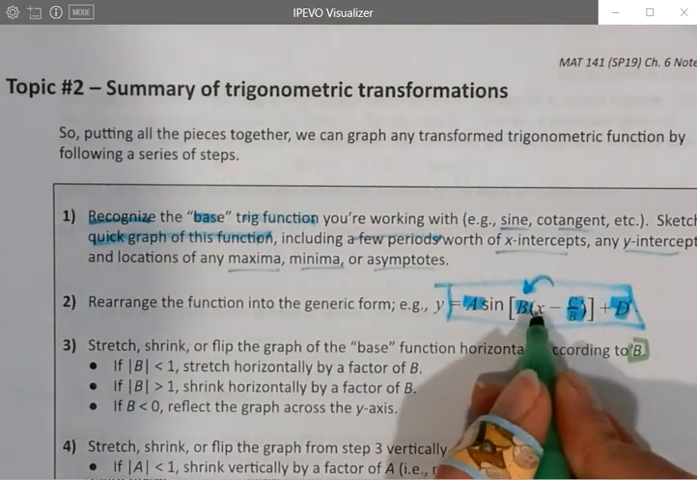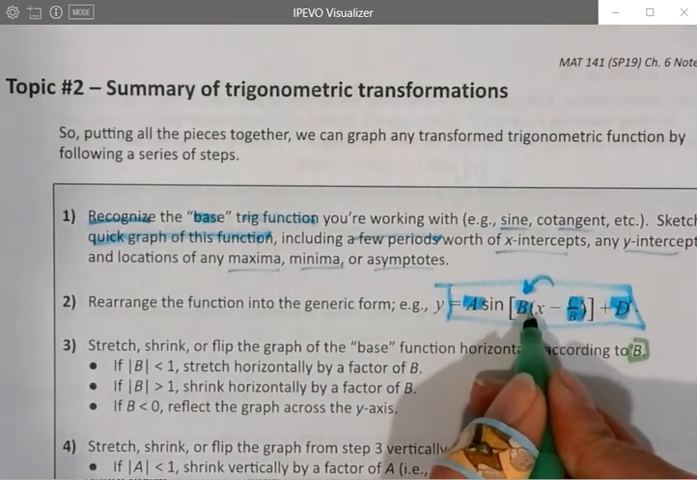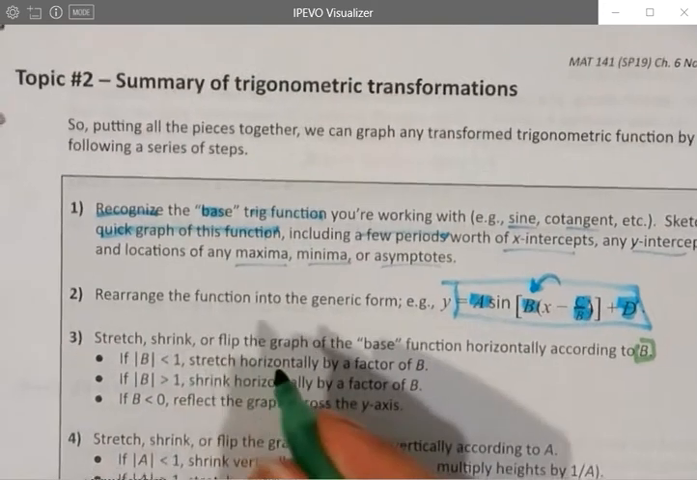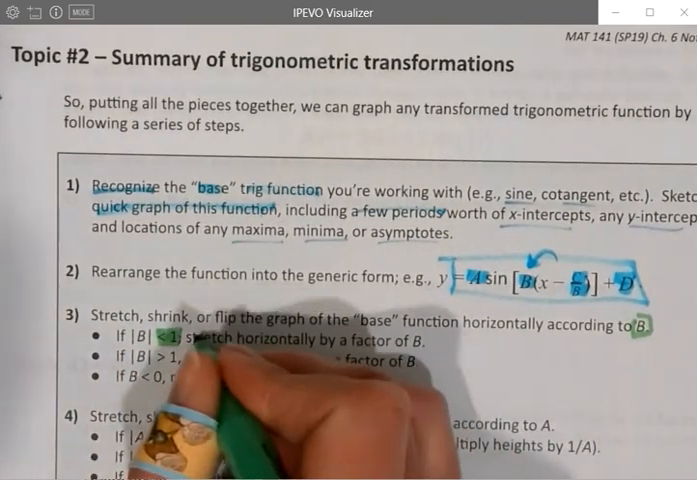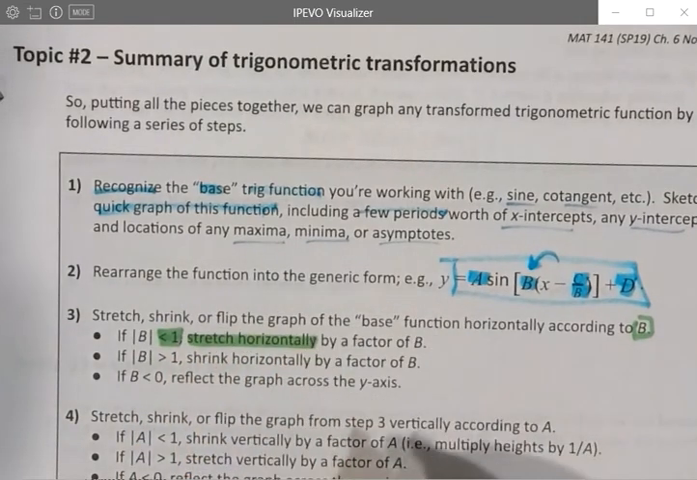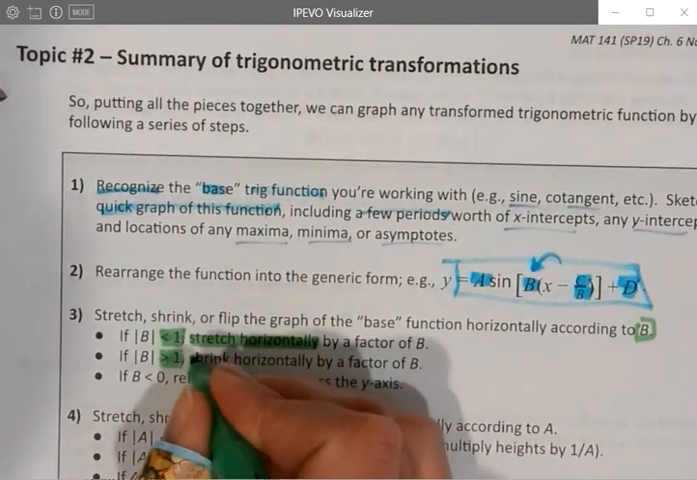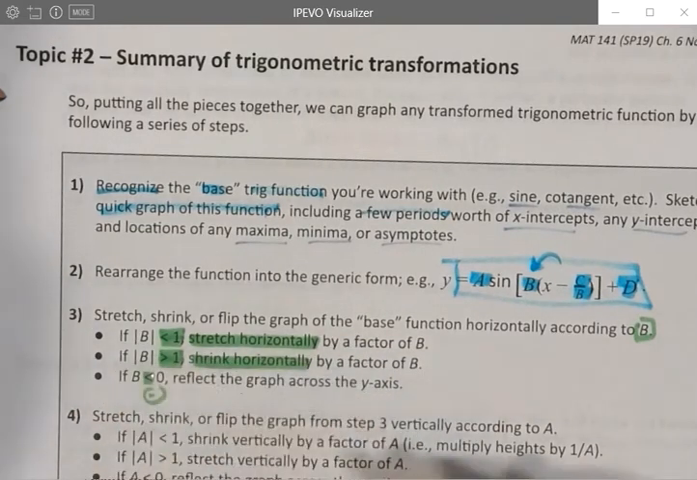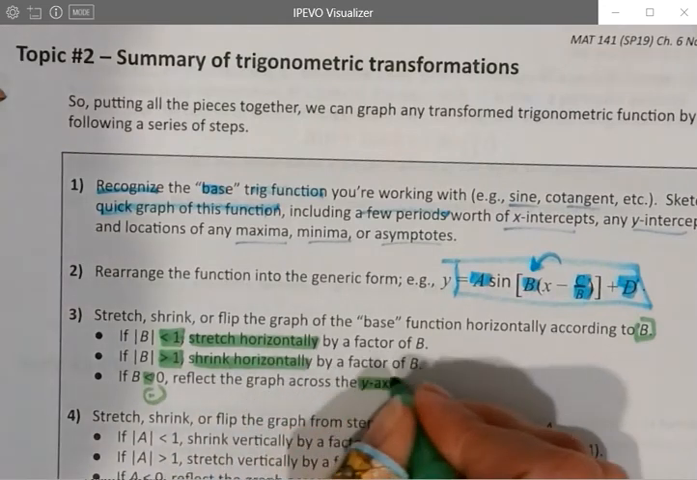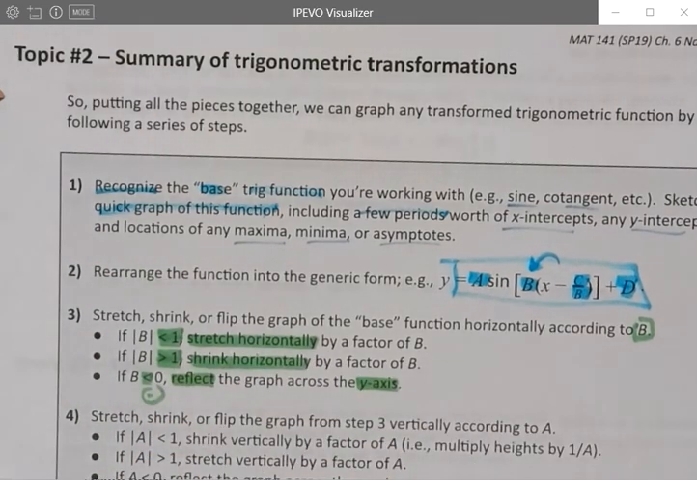We work from x out, so we're going to do the B part first. If B is less than 1, that means that we are stretching horizontally by a factor of B. If B is larger than 1, we're shrinking horizontally. And if B is less than 0, negative, we're reflecting across the y-axis. So do those things. I usually do my phase shift next, but we can definitely deal with the A's next.